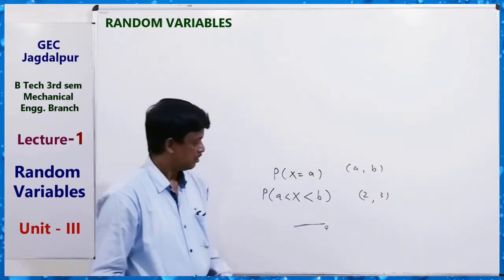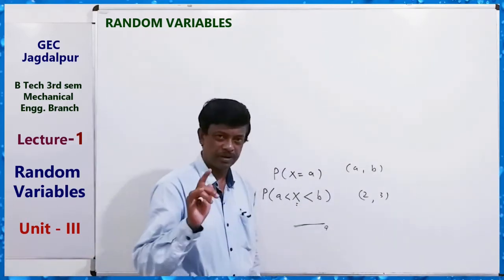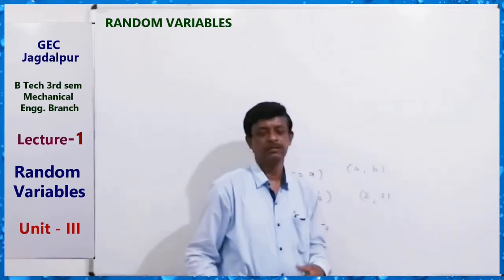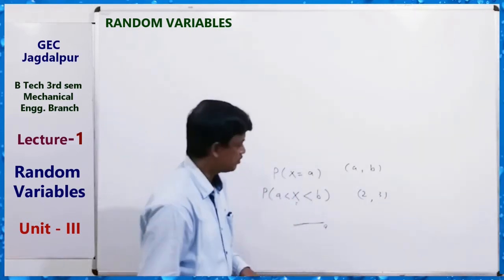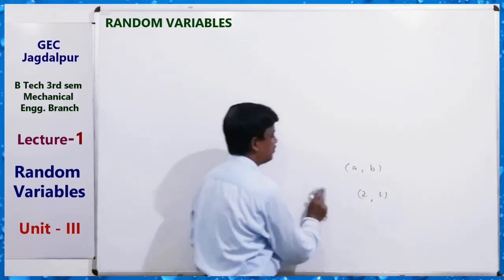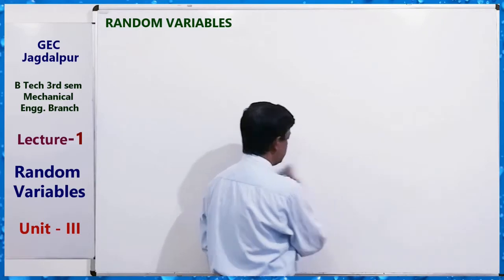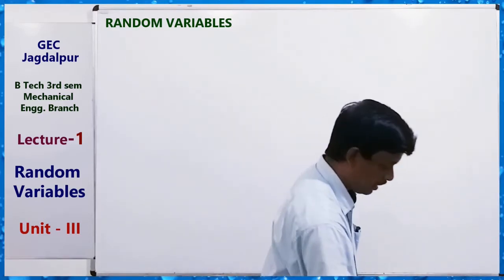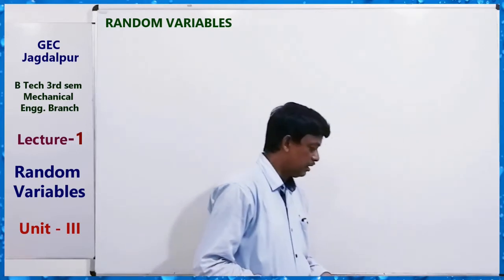Then the random variable can take any value between 2 and 3. This is a continuous random variable. When a random variable is not discrete, then we can consider it a continuous random variable.